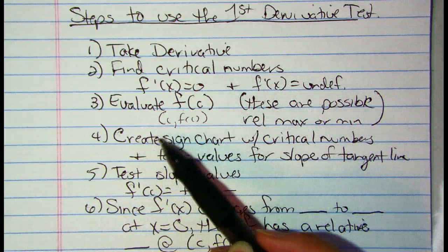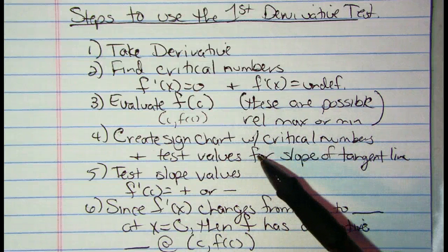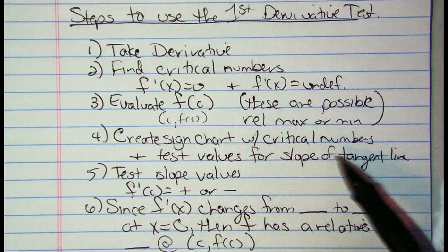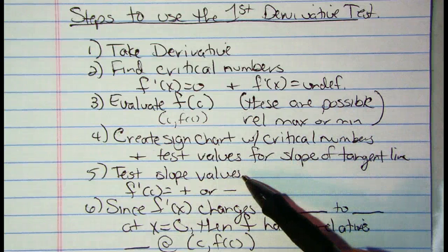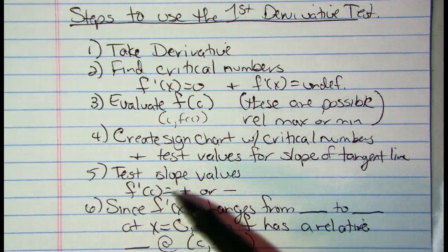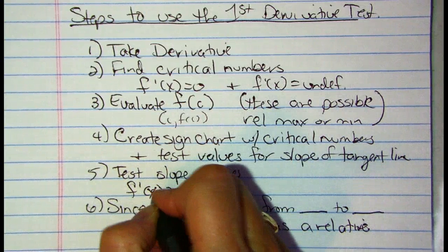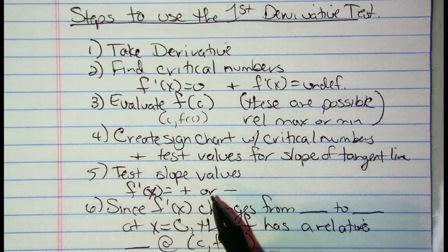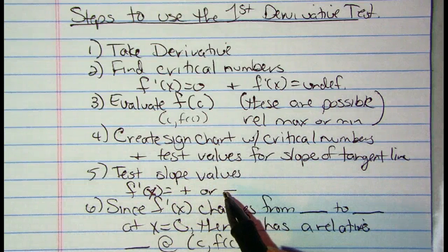Step 4, I'm going to create a sign chart with the critical numbers and test values, and I'm going to test for the slope of the tangent line. I'm going to test those slope values, and what am I testing for? I'm going to take those critical values and test my test values to find out if it's positive or negative.